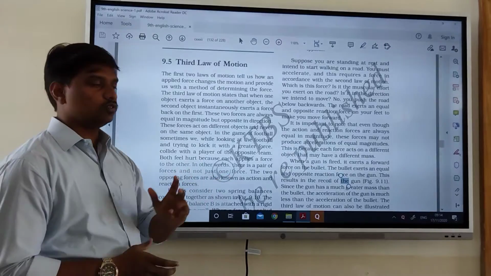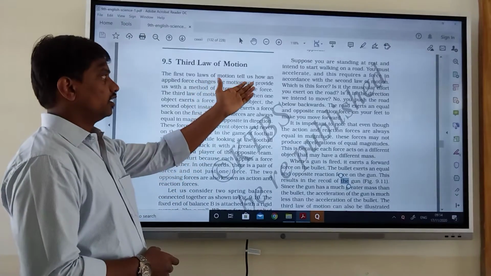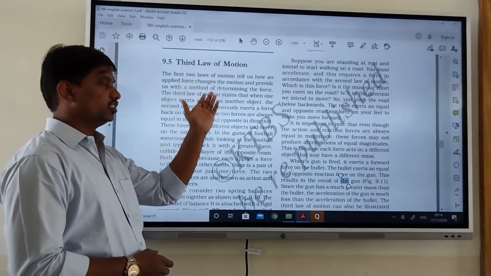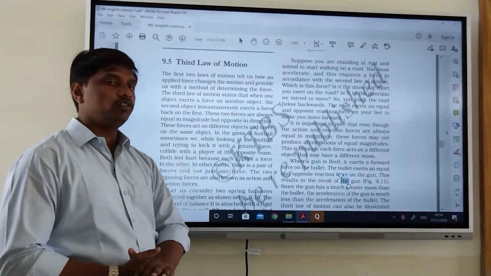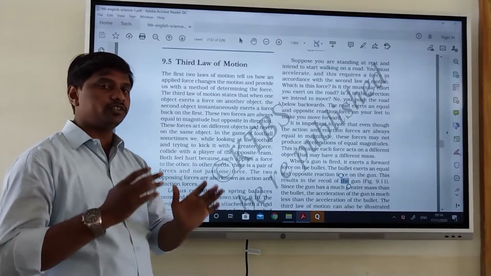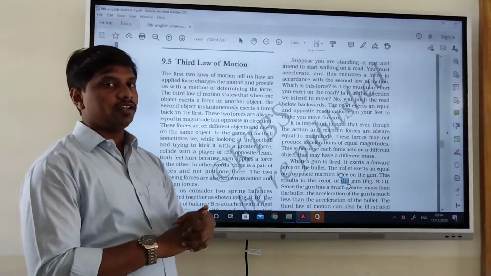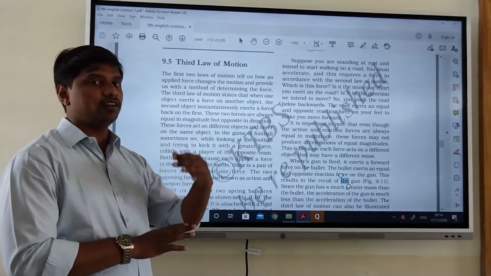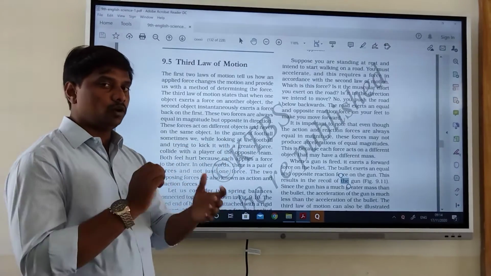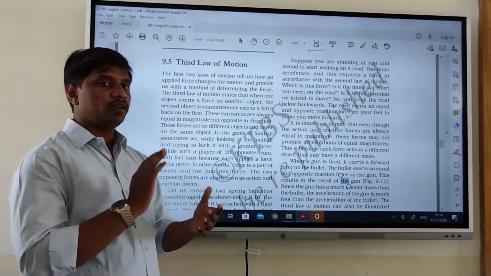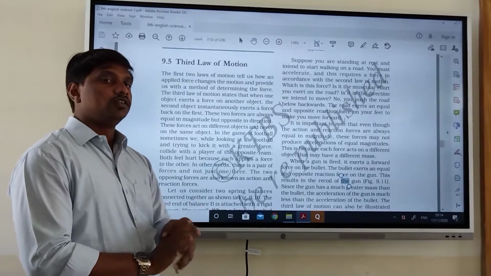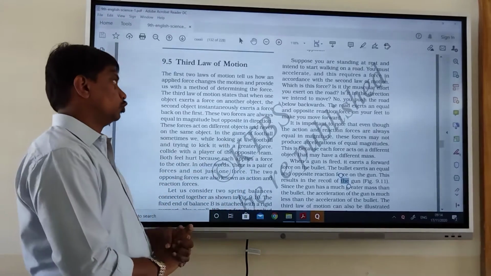The first two laws of motion tell us how an applied force changes the motion. If the object is in motion and you apply an opposite force on that object, then it will come to rest. If the object is at rest and you apply a force on that object, then it will come into motion.